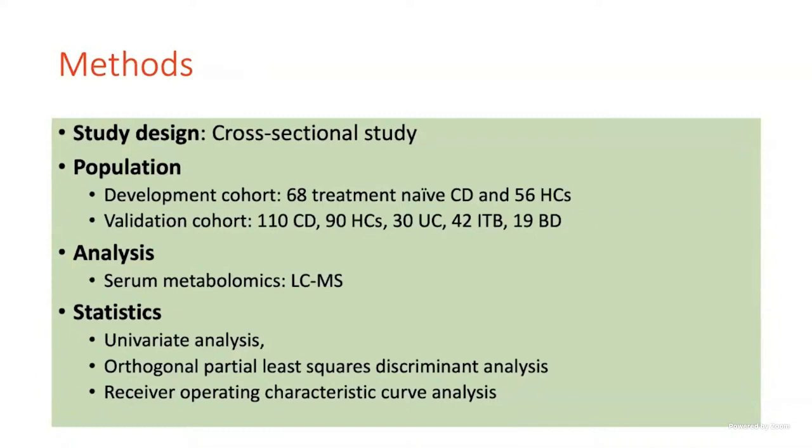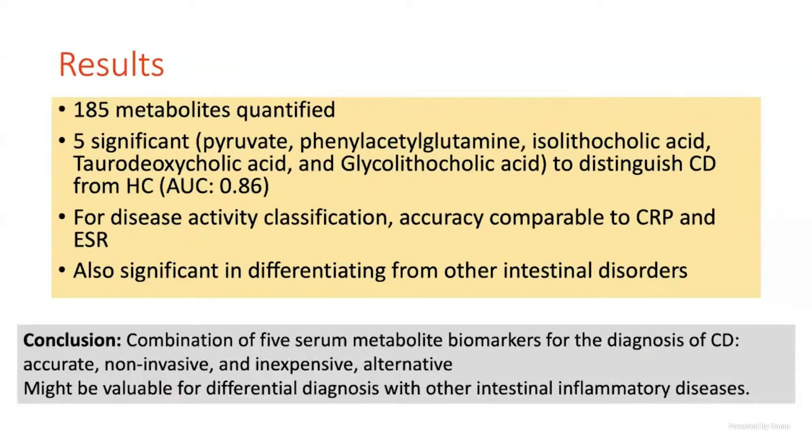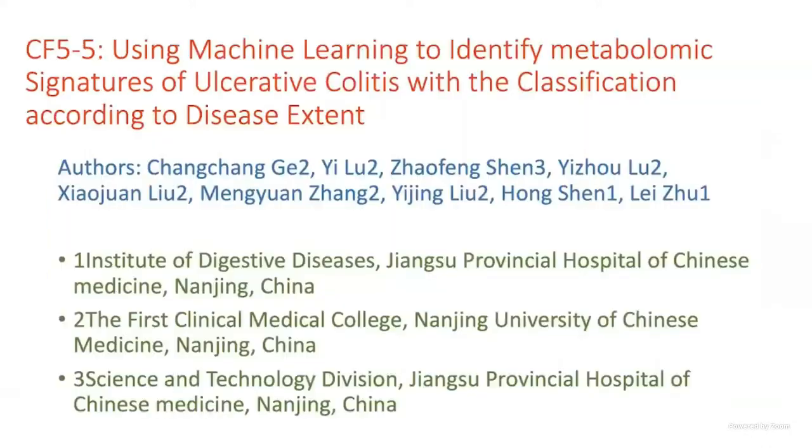The metabolomics was done with the LCMS platform, and the authors did a univariate analysis, discriminant analysis to cluster the metabolites, and ROC analysis to calculate the accuracy. There were 185 metabolites which were quantified, of which 5 were significant to distinguish Crohn's disease from healthy controls. For disease activity classification, the accuracy was comparable to CRP and ESR, and it was also significant in differentiating from other intestinal disorders. So a combination of 5 serum metabolic parameters could be an accurate, non-invasive alternative for the diagnosis of Crohn's disease and for differentiating it from other intestinal inflammatory disorders.